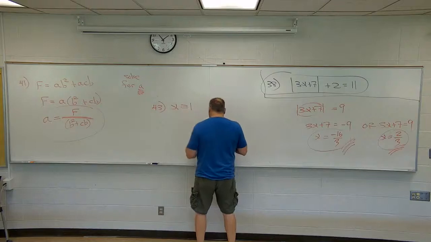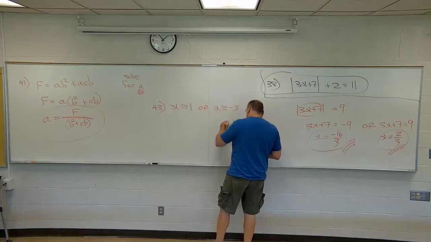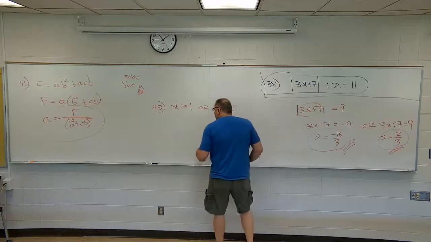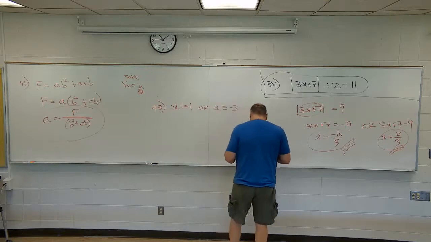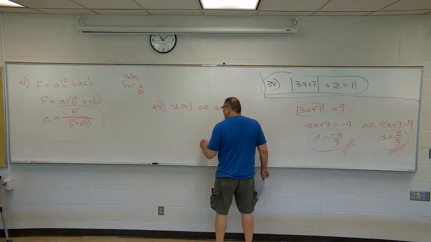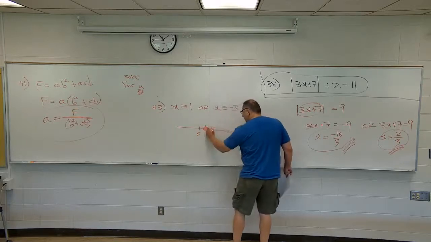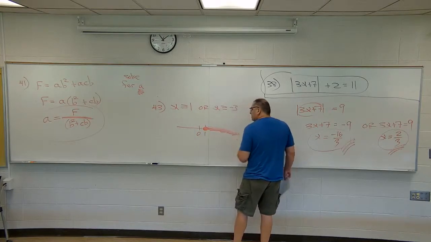X is greater than 1, or X is greater than -3. They want you to do this. I wish they would have written this differently, to be honest with you, but that's okay. If you're looking at how to do this, you have 0 right here, here's 1. Greater than or equal to 1 is this. If you're going to graph that, it's this. Or X is greater than -3.